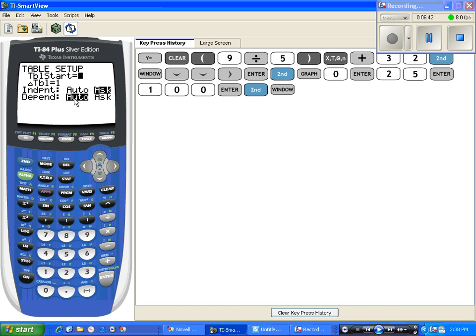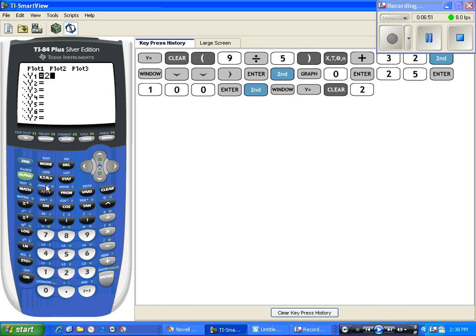Okay, finding x-intercepts of a graph. Let's now go into our y equal. We'll clear this one out, and we're going to graph 2x subtract 1. And we're going to set the window to be our standard window.